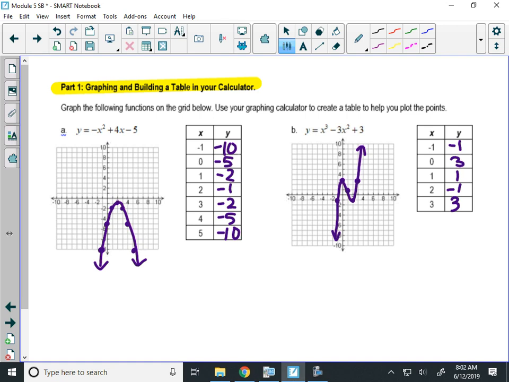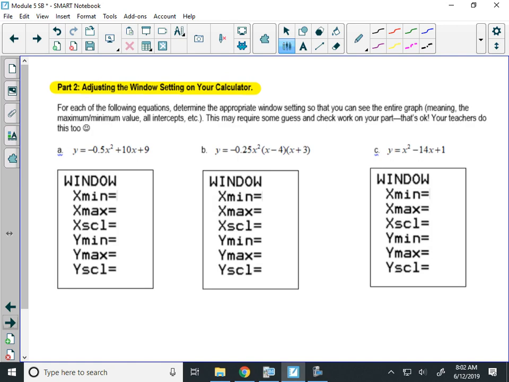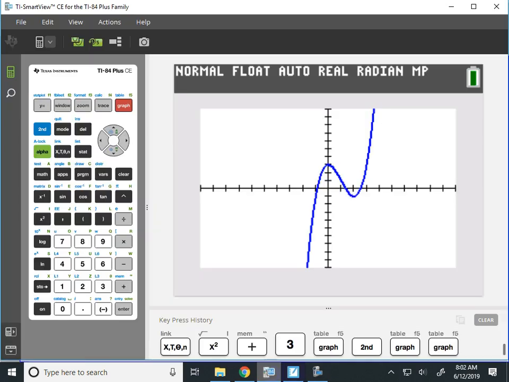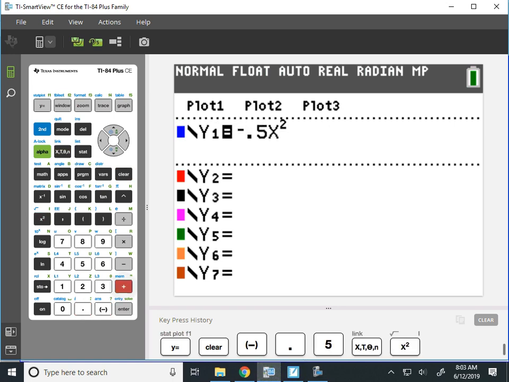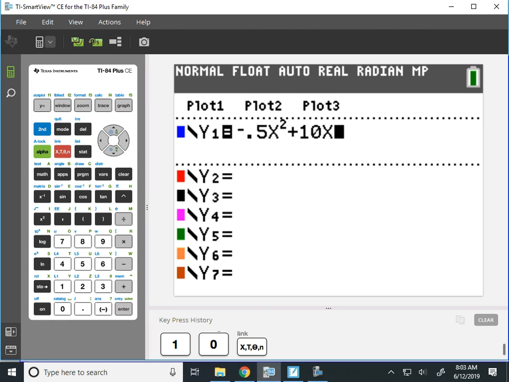So hopefully you remember how to graph and make a table in your calculator. That's part 1. Let's look at part 2. We're going to adjust the window. So I'm going to show you here what this means. I grabbed this little window box as a screen grab from your calculator. So let's type in the first equation. Y equals negative 0.5 x squared plus 10x plus 9.